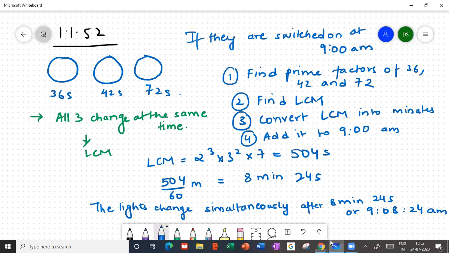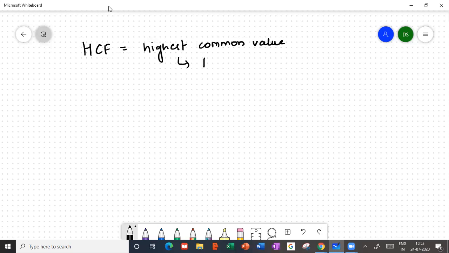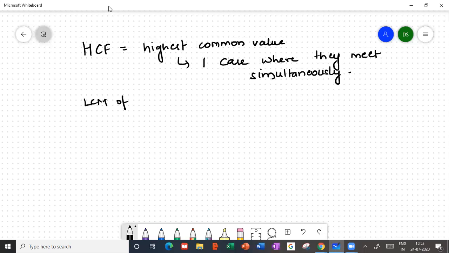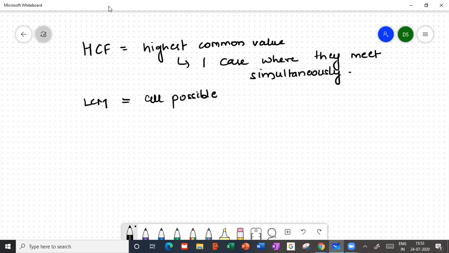Okay, so basically, HCF is nothing but you will get only the highest common value between them, isn't it? So this will give you only one case where they meet simultaneously. Whereas if you take the LCM of any two numbers, what is the LCM? You are finding all possible values which are common between them, isn't it? So if you calculate the LCM, you will get all cases where they meet simultaneously.